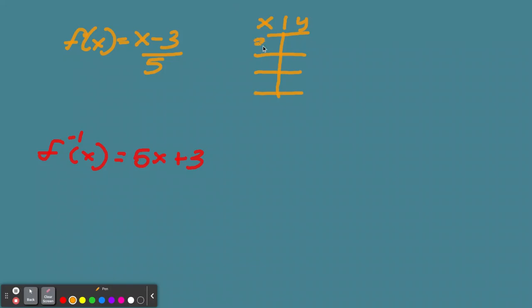Let's say x is 3. 3 minus 3 is 0, and 0 over 5 would give us 0. What if we did that over here? What if we reversed it? If it can't reverse, then we did something wrong. So in this case, since x was 3 over here, we want y to be 3. So if x is 0, what do we have? 5 times 0 is 0. We get 3. It did reverse.